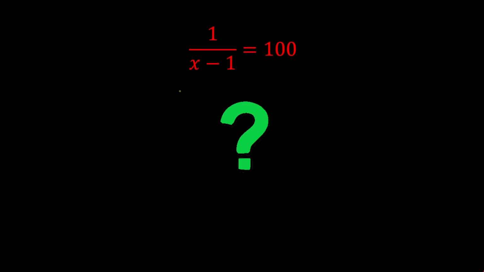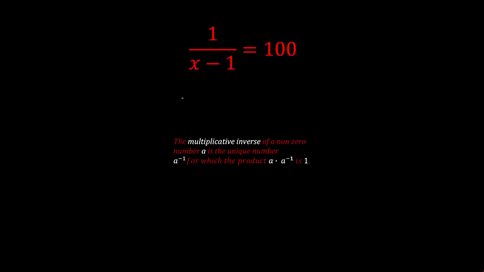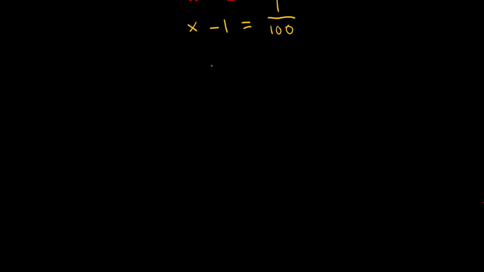Hi guys, how can we solve this equation for x? Let's first take the multiplicative inverse of both sides. The multiplicative inverse of 1 over x minus 1 is x minus 1, and the multiplicative inverse of 100 is 1 over 100. Next, we can add 1 to both sides of the equation.